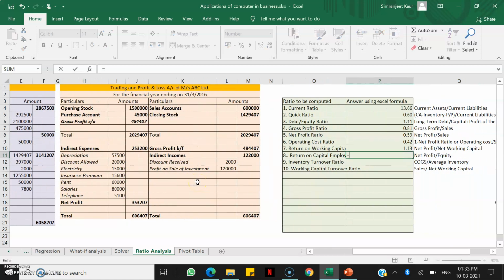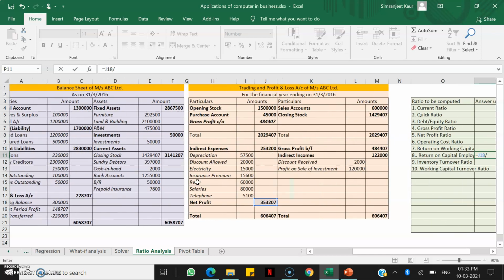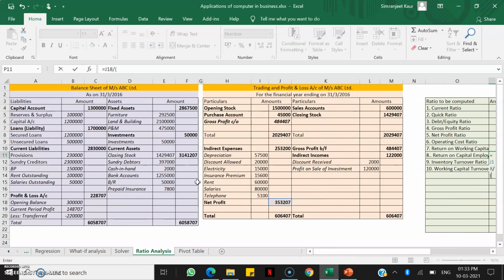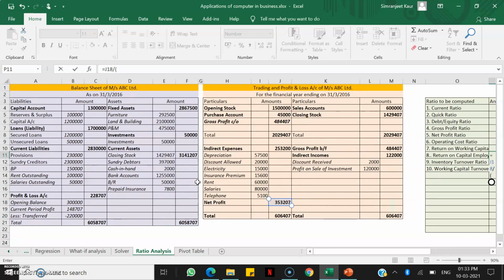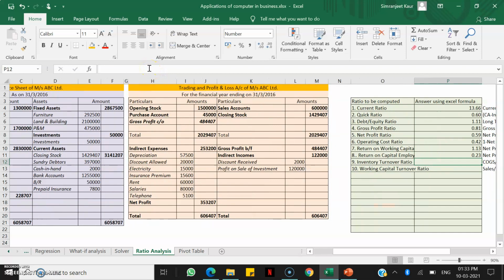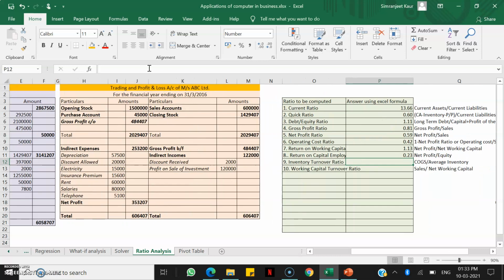Now come to the next ratio, which is return on capital employed. So this will be again my net profit divided by equity. So equity, again I have to include my capital account plus my profits this year. So you can see the formula here in the formula bar also. So this is 0.23.